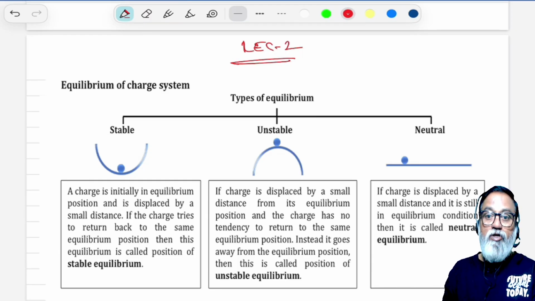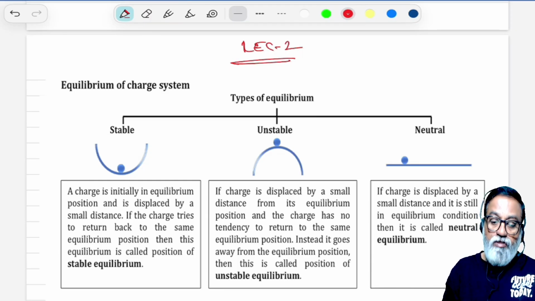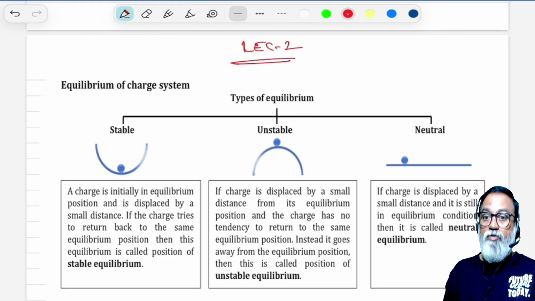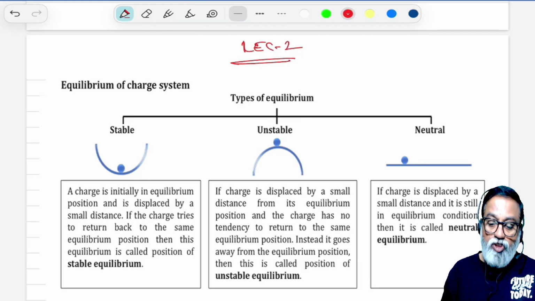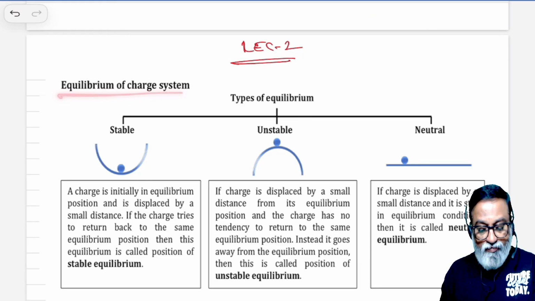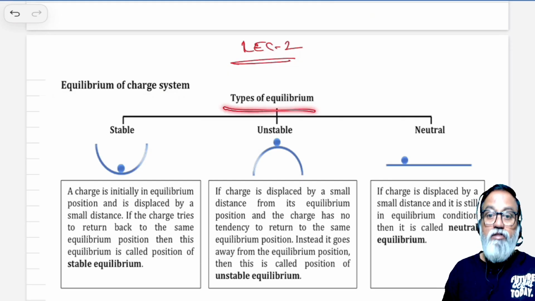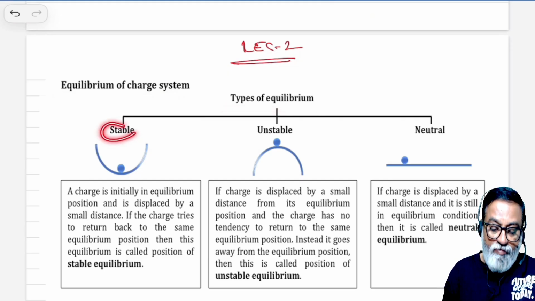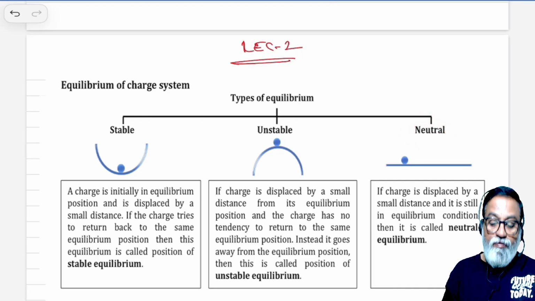This is lecture number 2 from Fields and Charges. In this lecture, we are going to discuss equilibrium of charges. There are three types of equilibrium: stable equilibrium, unstable equilibrium, and neutral equilibrium.